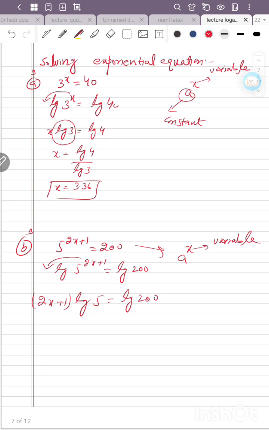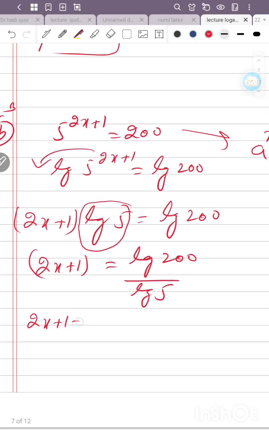Okay, now how to deal with this one? 2x plus 1 equals log 200 divided by log 5. Why? Because this log is multiplied by 2x plus 1, and on the other side it will be divided. We put this value in the calculator. We got the answer 3.292.